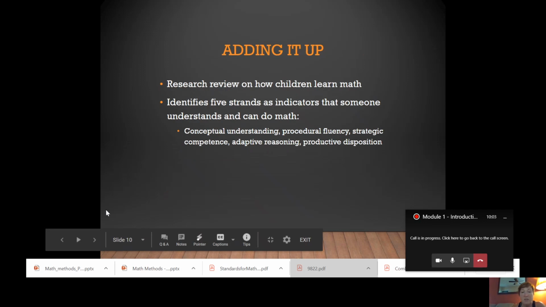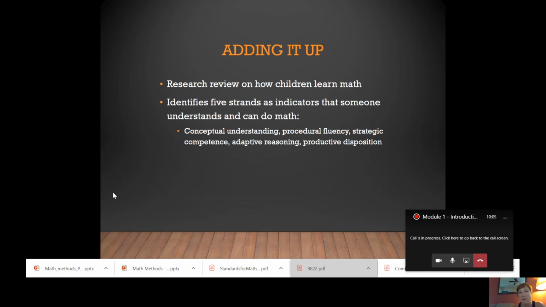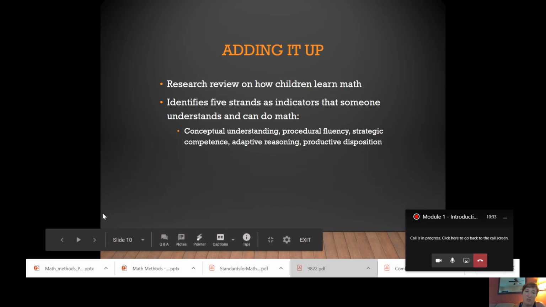All right. So Adding It Up is also a book that I'm sharing within our module. I was able to download it for free, and I placed it in the folder for you to see. But there's all this research on how children learn math. And again, this is where those 5 strands came from. And this idea of developing these strands when we're teaching mathematics to young children.